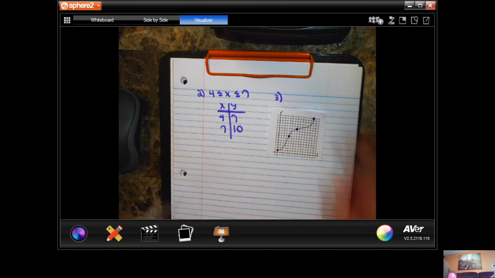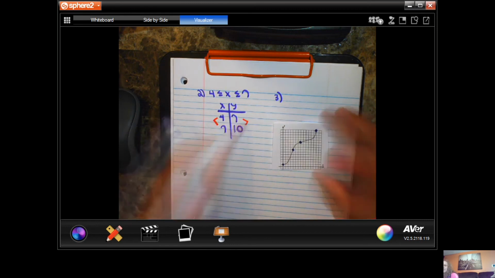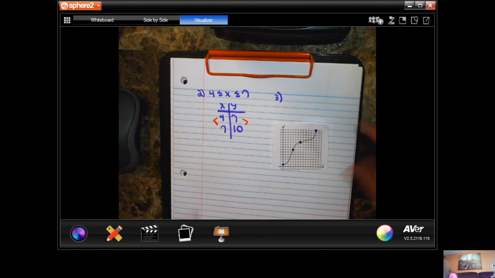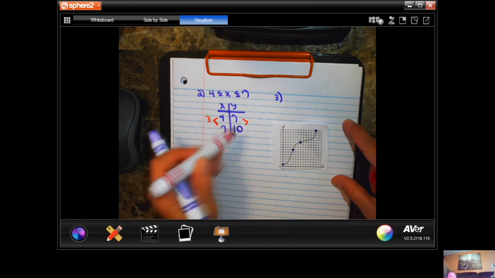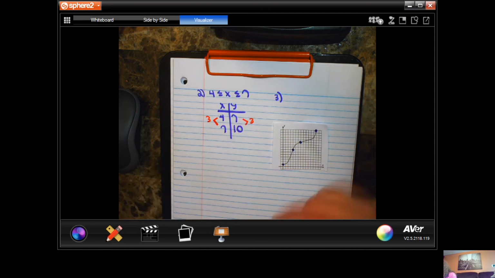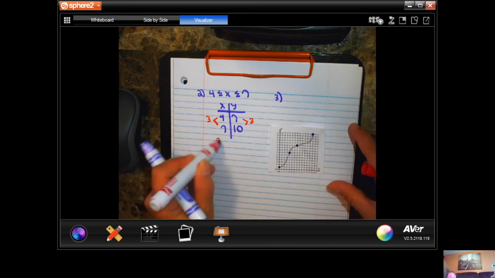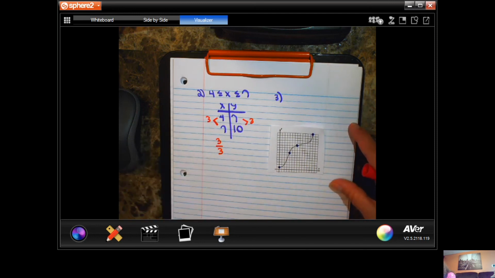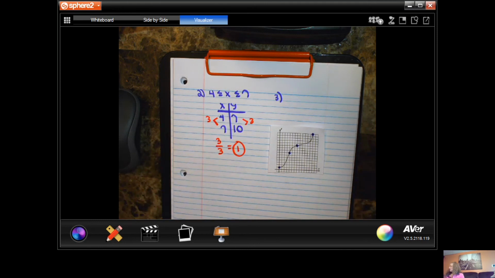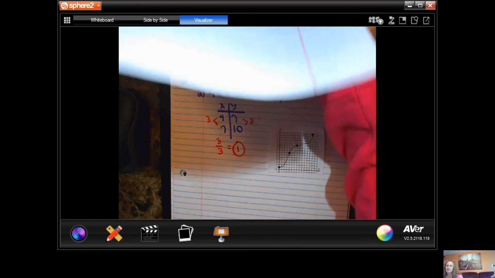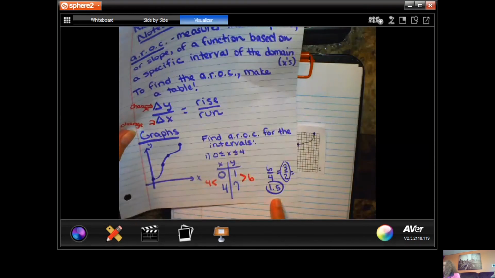To find the average rate of change, we're going to do the differences, which means how far does it go up or down. So to go from 4 to 7, it goes up by 3. To go from 7 to 10, it goes up by 3. To find the slope, we just do y over x, so 3 over 3, that gives you 1. So your steepness is 1. So it's less steep than the one that we had previously. And here's our previous slope, 1.5.